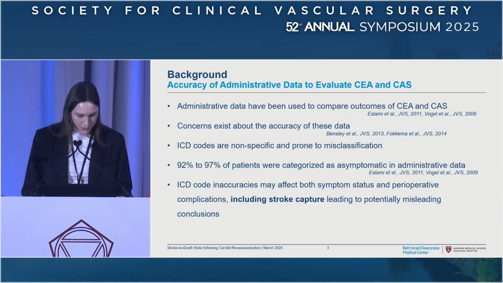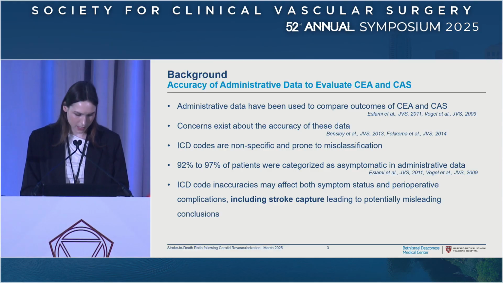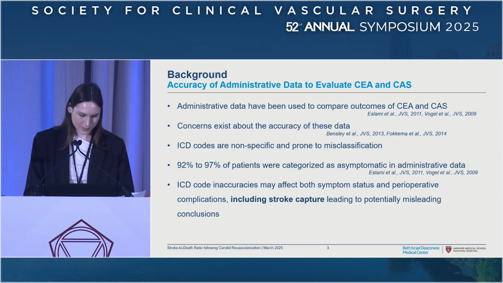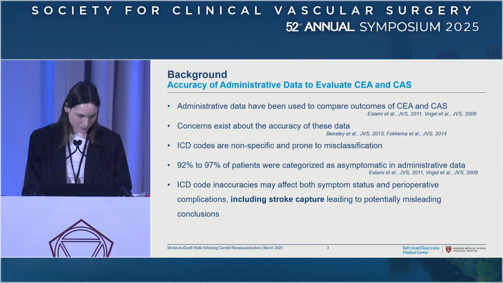Administrative data have been used to compare outcomes of carotid endarterectomy and carotid artery stenting, but concerns about the accuracy of these data sets persist. A key issue is the reliance on non-specific ICD codes, which are prone to misclassification and can lead to inaccurate reporting. For example, studies using administrative data reported 92% to 97% of patients undergoing carotid revascularization are asymptomatic. Given these limitations, it's likely that perioperative complications, such as stroke, are not accurately captured.